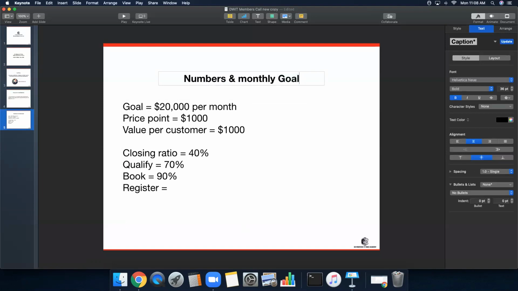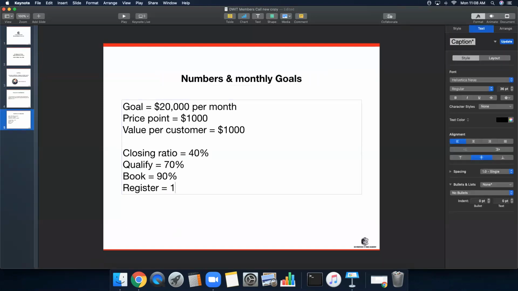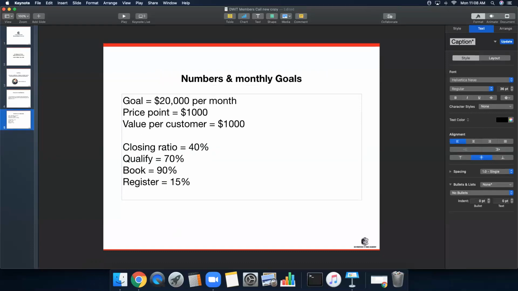Okay, let's break this down. The registration rate is about 15%. Now what we do is to get the higher registration rate, which, if you think about it from all cold traffic, is going to be about 3%. So if we think about it from warm traffic, meaning people who have opted in as a lead, right?